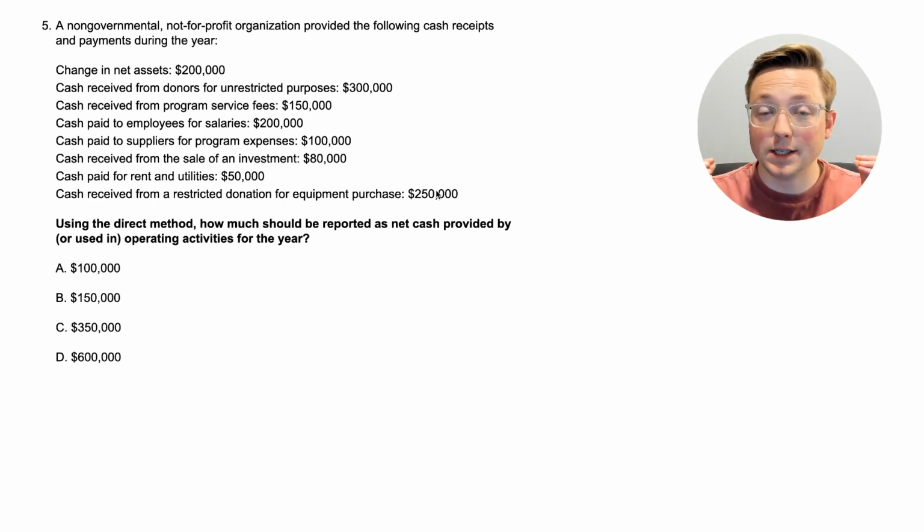Again, how do you use the direct method to calculate the net increase or decrease in operating activities for the year? If you've never really dealt with the direct method, it's actually pretty easy. It's a little bit easier than the indirect method, but again, you're less likely to be tested on the CPA exam. But we're going to go over this question. If you know how to do this, go ahead and pause the video and come back when you're ready. If not, let's go ahead and go straight to the answer.